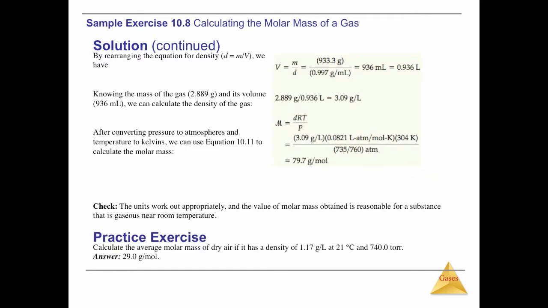Calculate the average molar mass of dry air if it has a density of 1.17 grams per liter at 21 degrees Celsius and 740 torr.